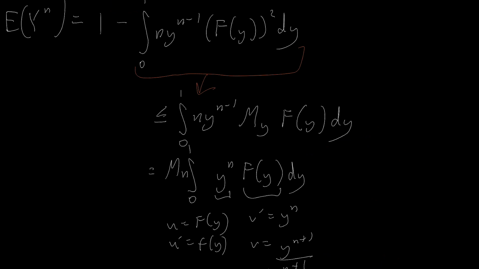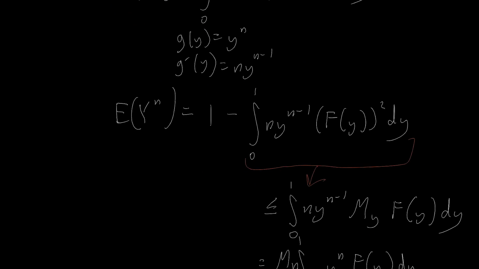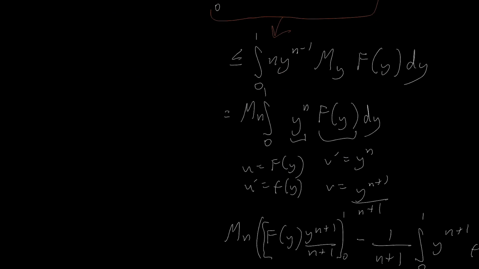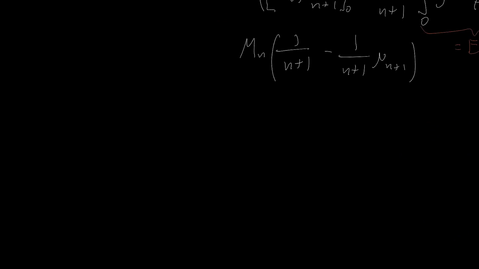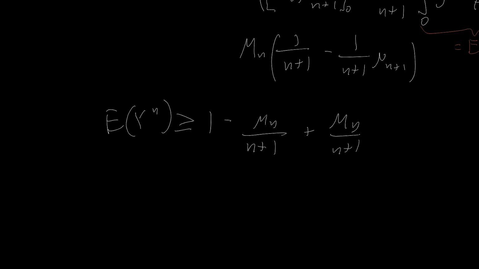So we're in a good position here. Now this expression is less than the one we just got. So as a result, we will get the expectation value of yn is greater than or equal to 1 minus all of this. Just expanding it out, 1 minus mn over n plus 1 plus mn over n plus 1 mu n plus 1.